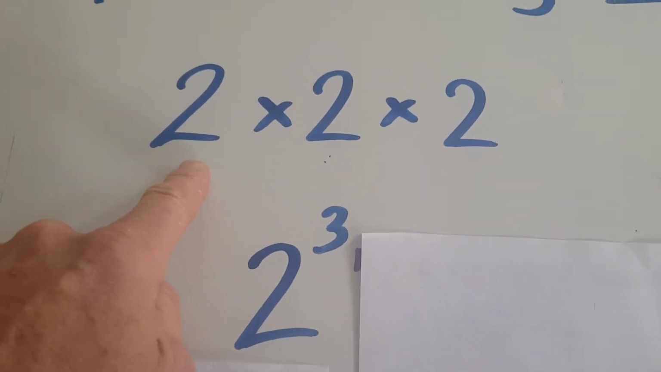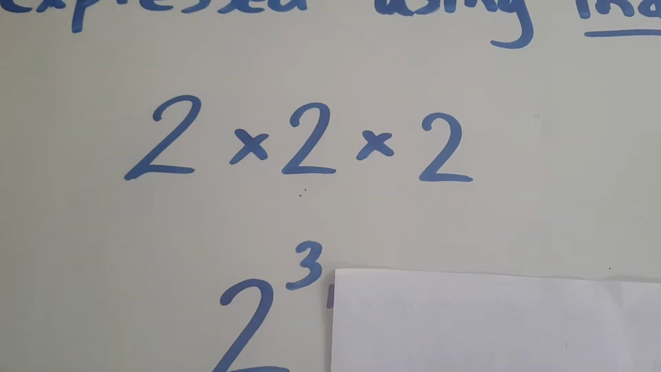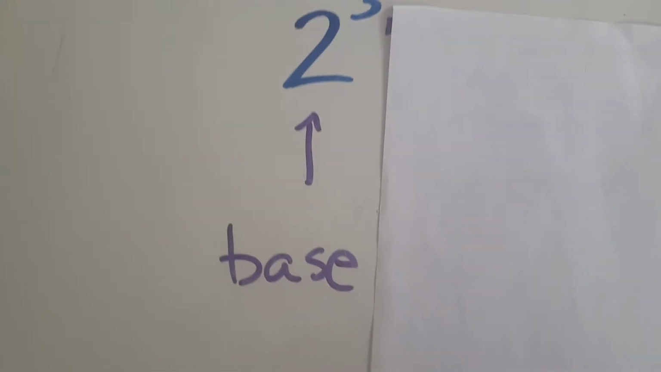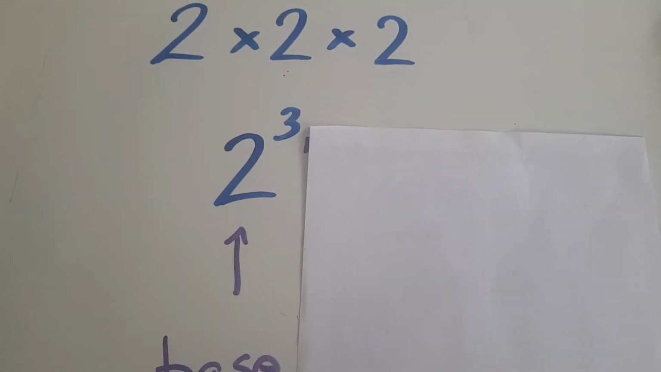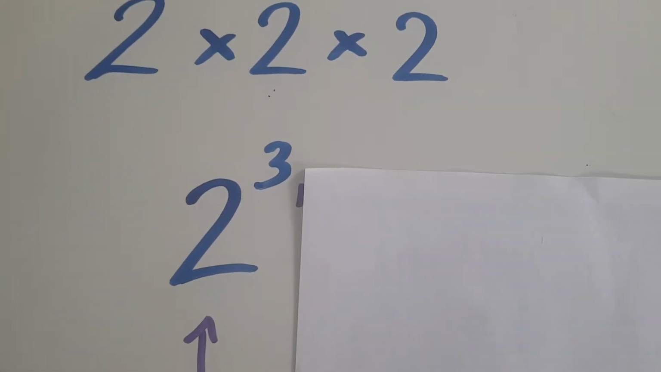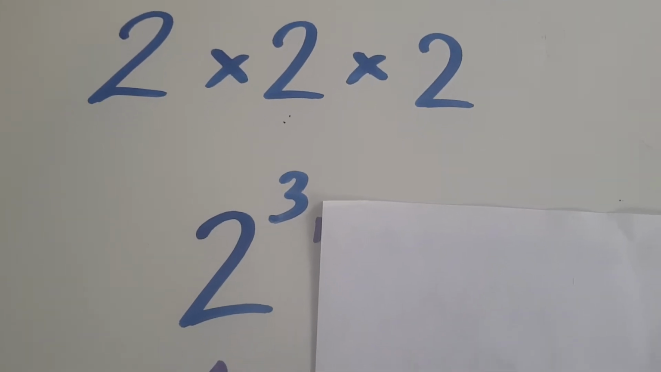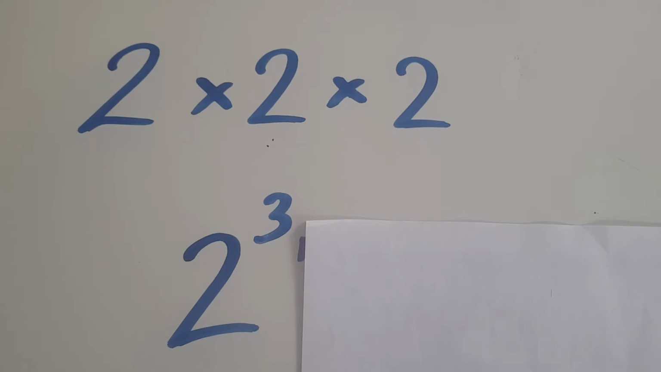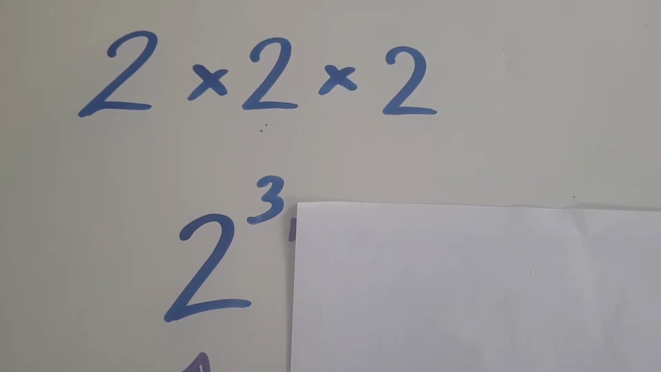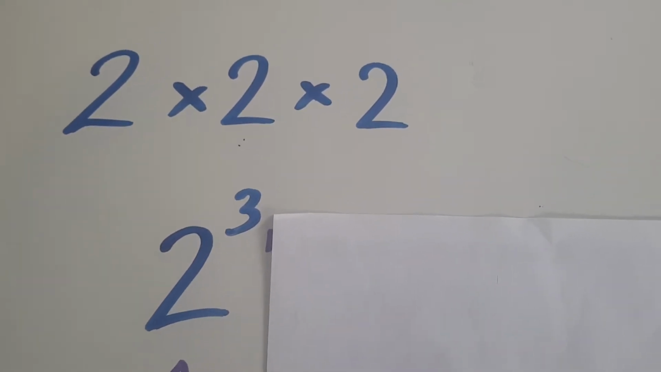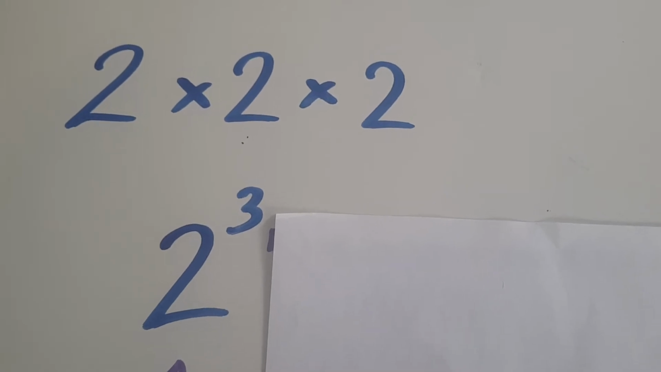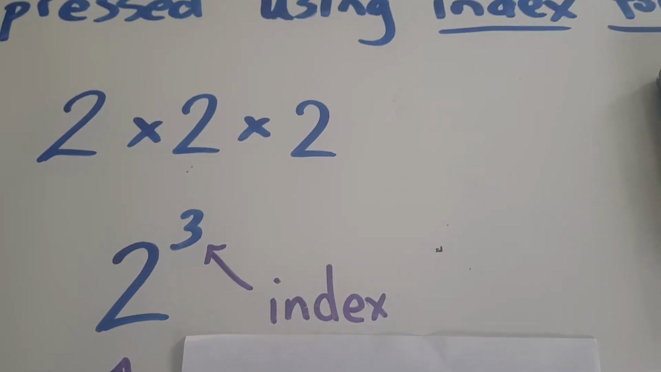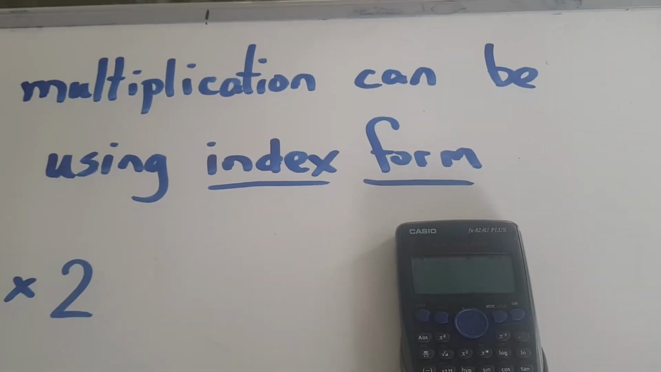Now, the number that we are multiplying repeatedly, that is the number 2, and that number is called the base. Now, that number that's in the air tells us how many times 2 is multiplied by itself. So an easy way to remember what that number in the air, or in the top corner, is called, is simply the index. And that's what we mean when we talk about index form.